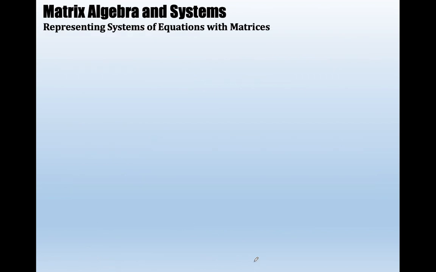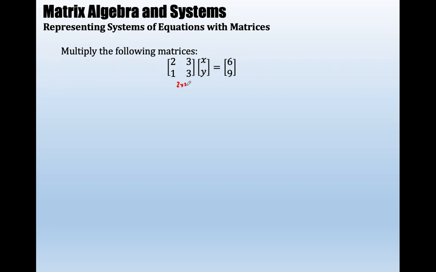All right, now moving on to representing systems of equations with matrices. So I kind of sort of did this when I was going through finding the inverse, the multiplicative inverse, right? If I multiply these two matrices, so this is a 2 by 2 matrix and this is a 2 by 1 matrix, I can multiply them and my answer is a 2 by 1.